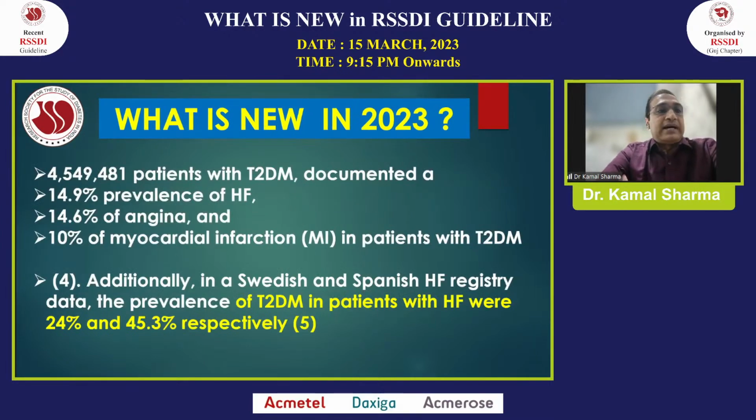So we know that in one of the Swedish studies, where they looked at the Spanish as well as the Swedish heart failure registry data, the prevalence of type 2 diabetes in patients with heart failure ranges from 1/4 of the patients to 1/2 of the total population. That is 24% and 45%. And so they had a 15% prevalence of heart failure and almost similar prevalence of angina. And remember, 10% of MI in patients with type 2 diabetes also had the same.